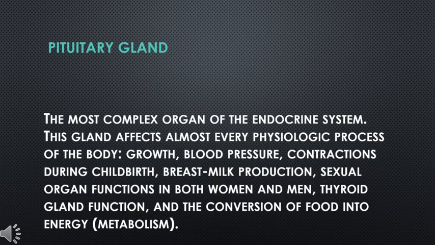Pituitary gland. The most complex organ of the endocrine system. This gland affects almost every physiologic process of the body. Growth, blood pressure, contractions during childbirth, breast milk production, sexual organ functions in both women and men, thyroid gland function, and the conversion of food into energy, metabolism.